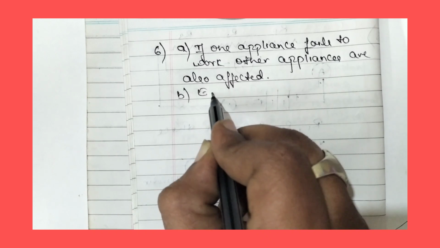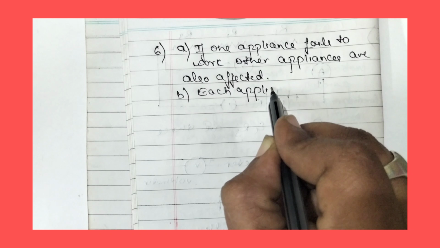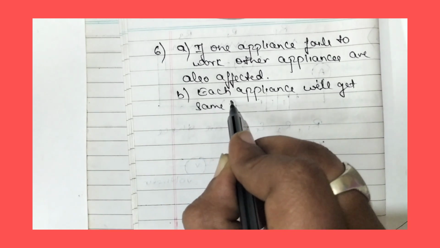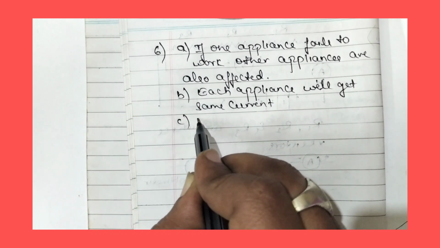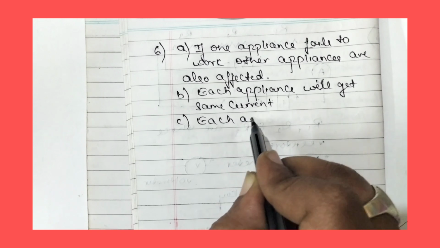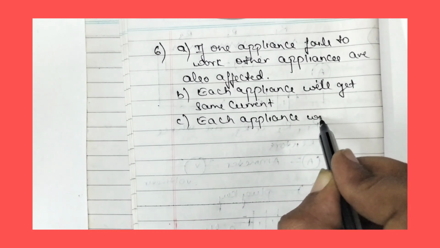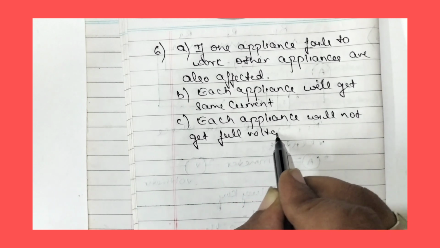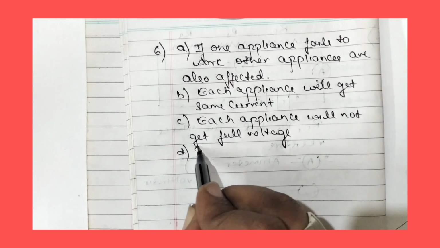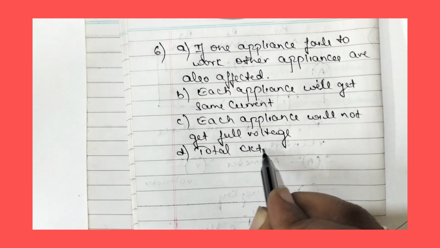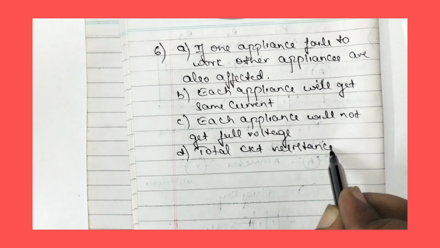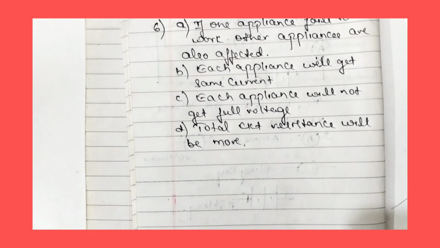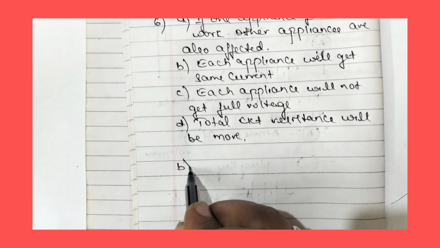The second one is each appliance will get the same current. Then each appliance will not get full voltage. And the last one is the total circuit resistance will be more. So the total circuit resistance will be more. So this is A. So now let us write B.